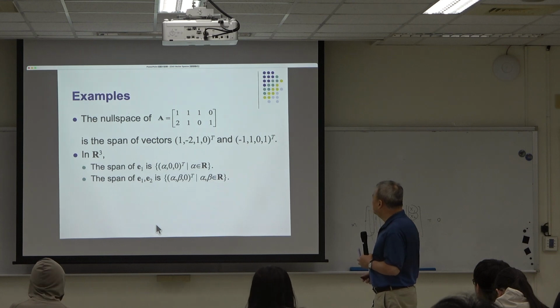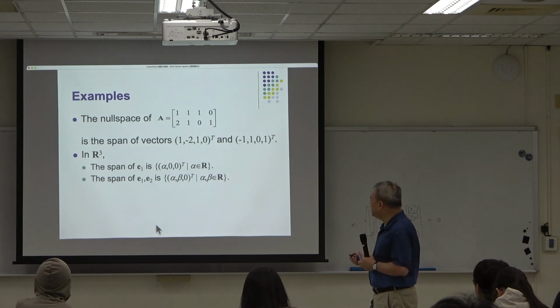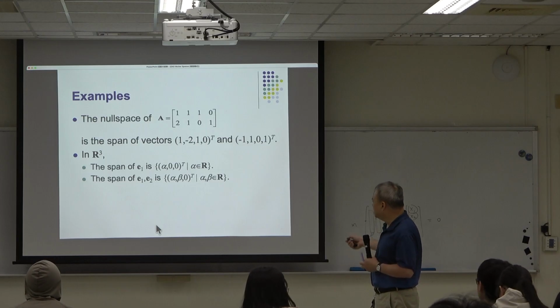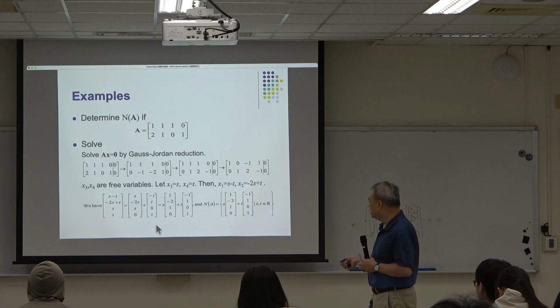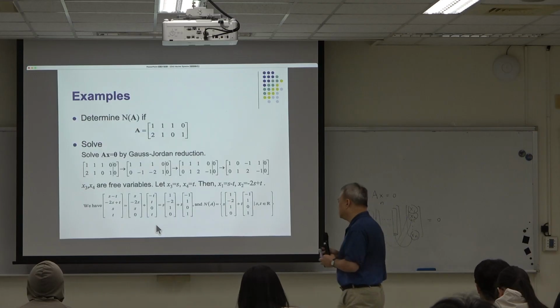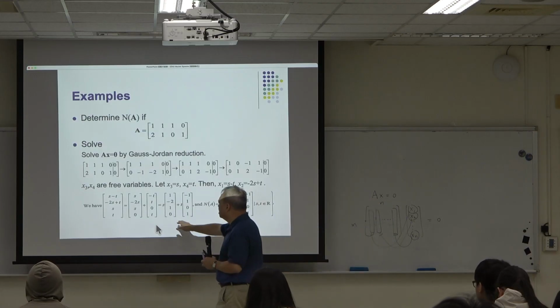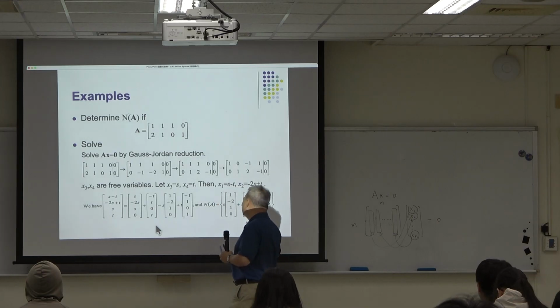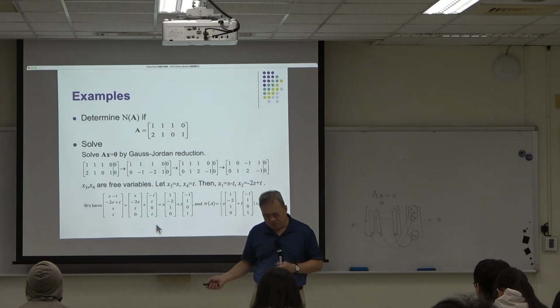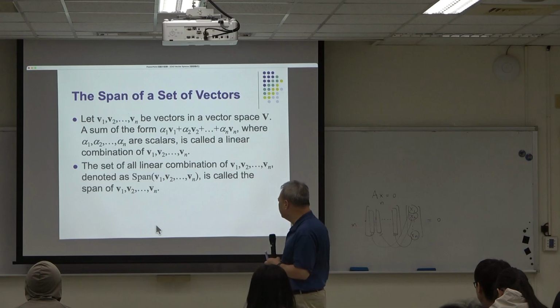So here, the null space of A equal to this one is a span of these two vectors. We talked about this. Let's say this is the span of these two vectors. I already used this example.